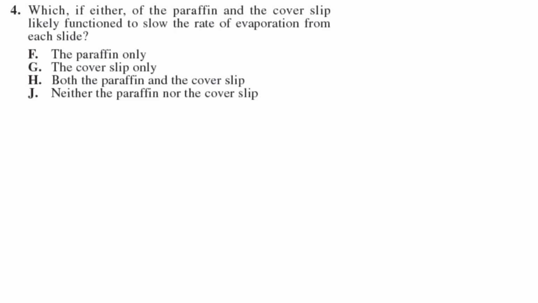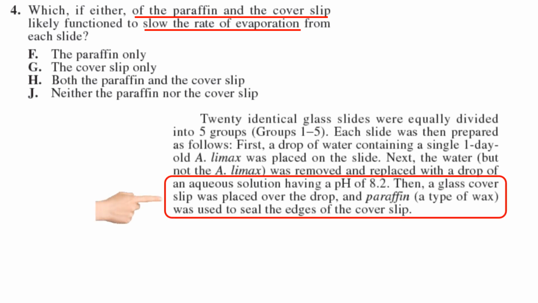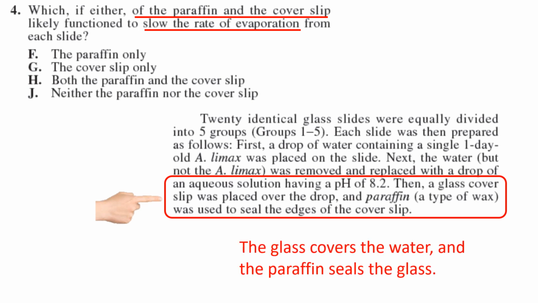A little bit of science reasoning in this question. Which, if either, the paraffin cover or the cover slip, slowed the rate of evaporation? So if you look at the reading, it tells us what happened. They put the sample on the slide, then a glass cover was placed over the drop, and paraffin was used to seal the edges. So without both of them, some evaporation will occur. The glass covers the water and the paraffin seals the glass, so they both slow the rate of evaporation.